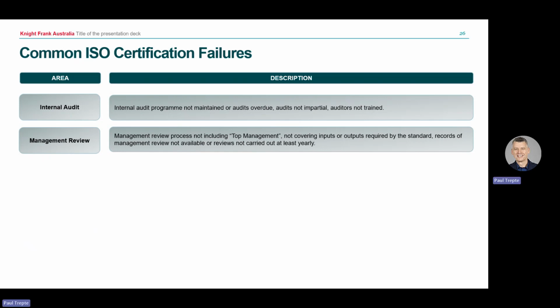Lastly, management review process. The senior management within our business have to review the management system standards. Generally the failures that tend to occur are that you're not covering all of the inputs that are required by the standard, or not having the demonstrated outputs in the management review process. Records of management review are not available, or reviews are not carried out at least yearly. And those two themselves would tend to be regarded as major non-conformities.